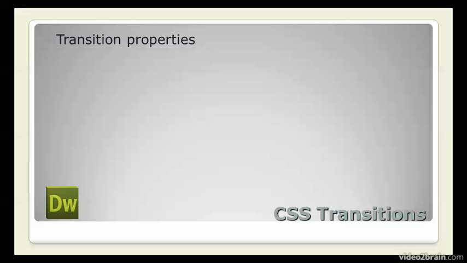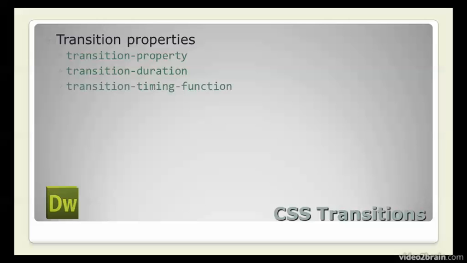You define a transition using the following properties. Transition property determines which other CSS properties are affected by the transition. Transition duration sets the duration of the transition from one state to the other. Normally it's set in seconds. Transition timing function takes a keyword that describes how the transition progresses. I'll explain the keywords in a moment. Transition delay allows you to set a delay before the transition begins. And transition shorthand just combines all these properties together.